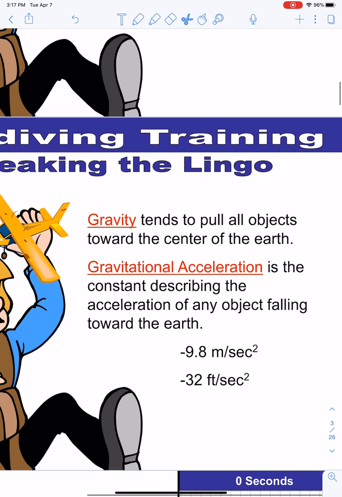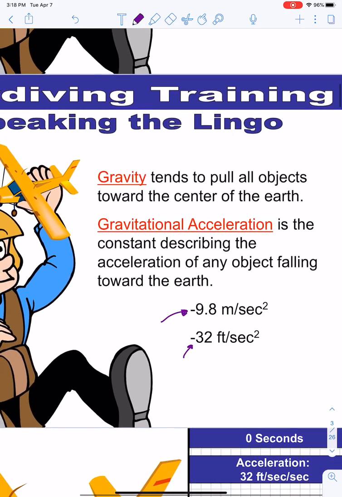Gravity, the definition of it, it tends to pull objects towards the center of the earth or whatever other being, maybe the sun. But the acceleration is kind of that constant that we use. So that negative 9.8 meters per second squared falling down towards the earth, or negative 32 feet per second squared.